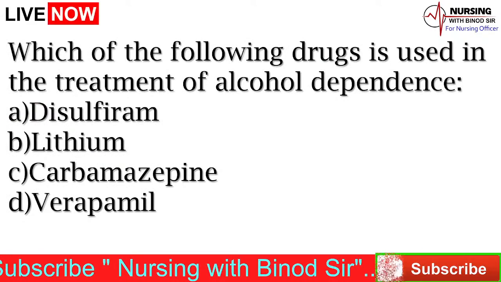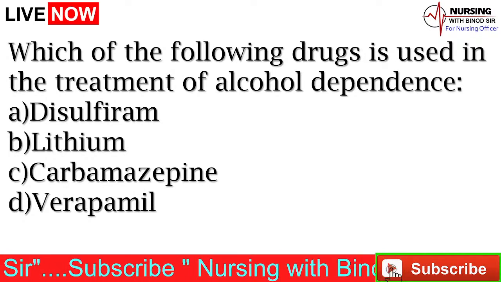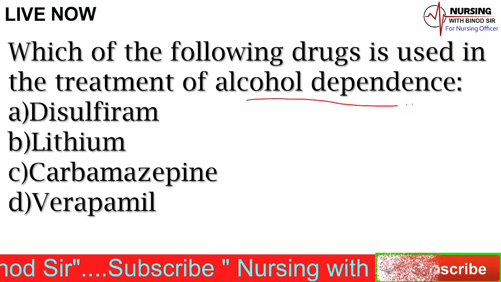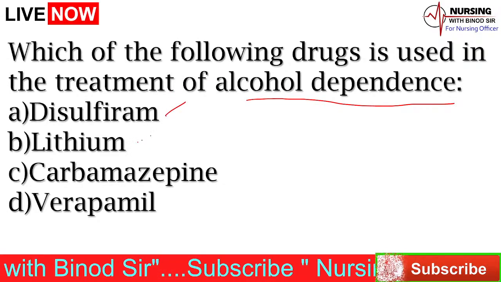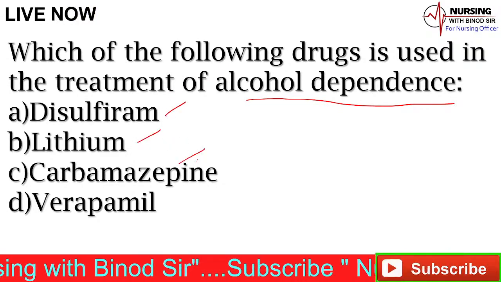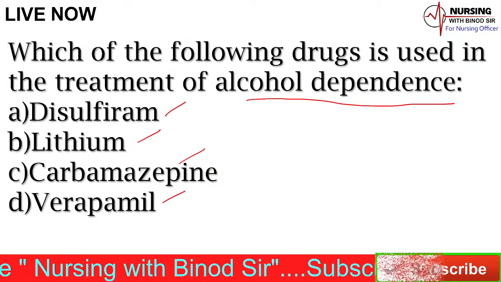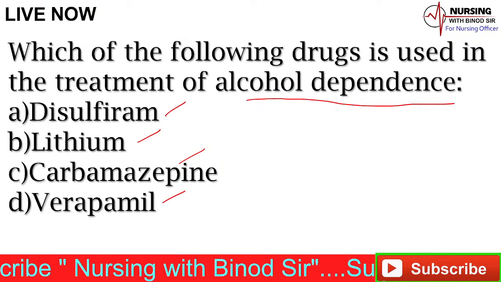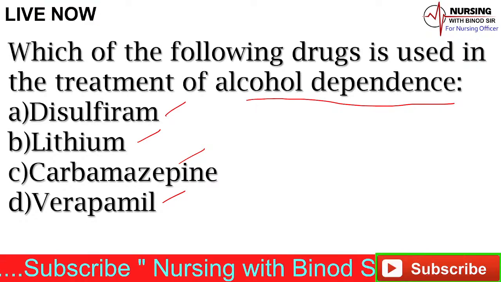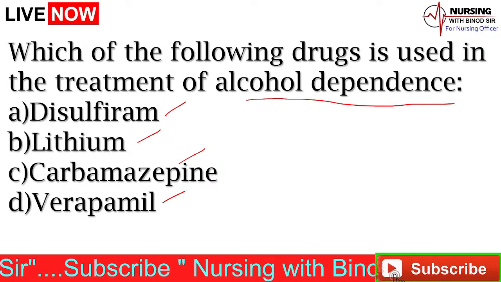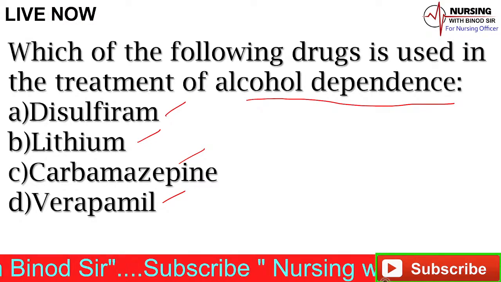Now we'll come back to the next question. Which of the following drugs is used in the treatment of alcohol dependence? For alcohol dependence, what kind of drugs will you give? Whether Disulfiram, Lithium, Carbamazepine, or Verapamil. So which drug will be given? Put your right response in the chat box. Drug for alcohol dependence. So what kind of drugs will you give?